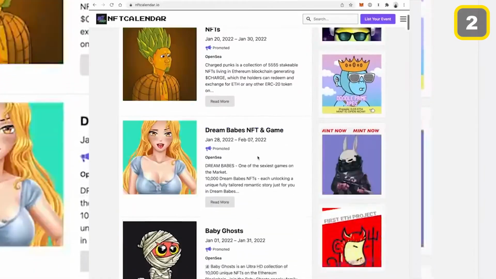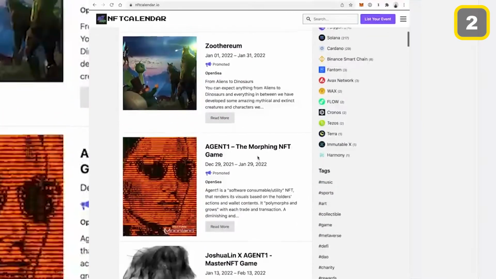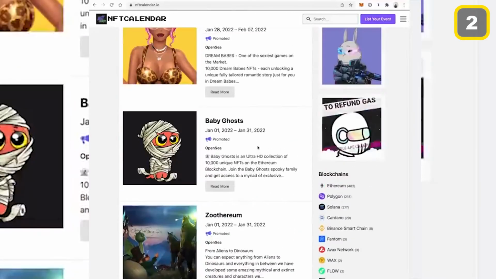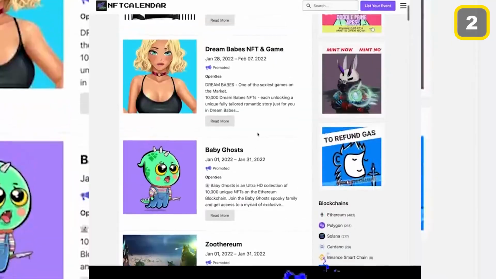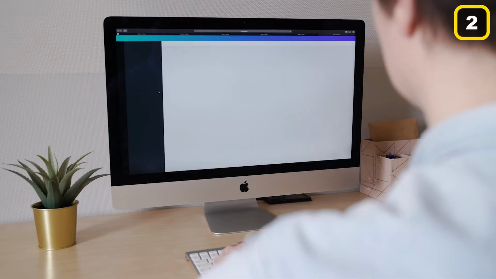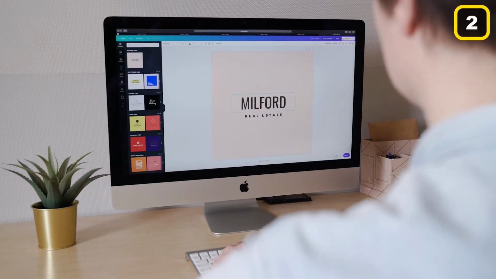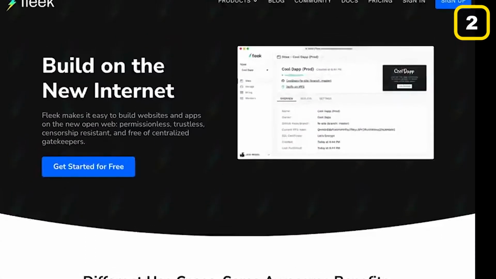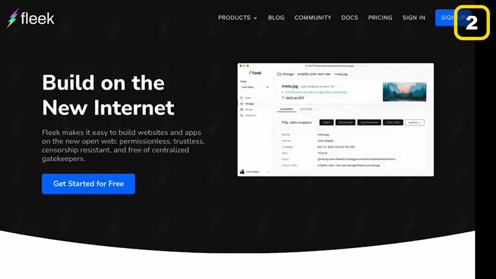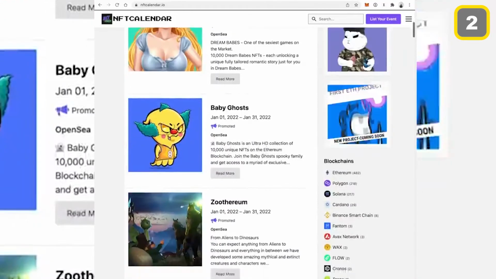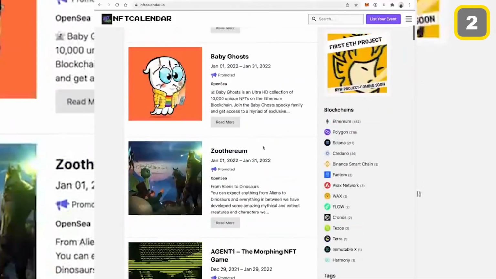Even if you aren't an expert at coding, setting up the website is simple because there are multiple templates already present online. You just have to get one that you like and tweak it a bit to your liking. Then, in order to host the website, you could use a service like Fleek. After this, your NFTs would be buyable by anyone that comes across it.